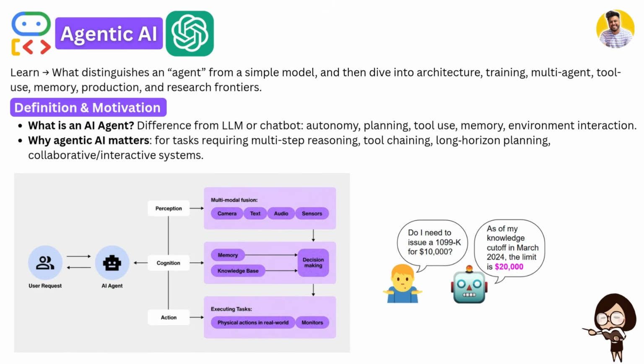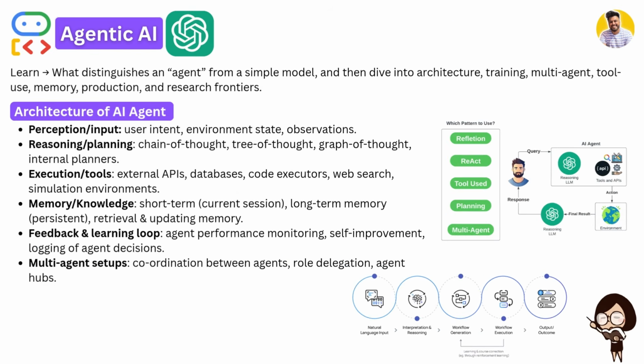Then for the most basic tasks like multi-step reasoning, tool chaining, along with reflections and self-correcting agents as well, and collaborative systems with multi-agent frameworks. Then move to the actual architectures of AI agents, like what is the motivation behind them.